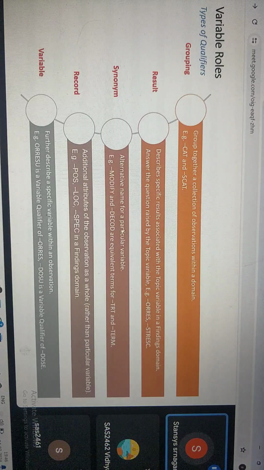So these are the five qualifier types reclassified again. First, based on the rules, five types. Then the qualifiers are reclassified again into five more types: grouping, result, synonym, record, and variable. Okay, is that clear? Yes, sir.